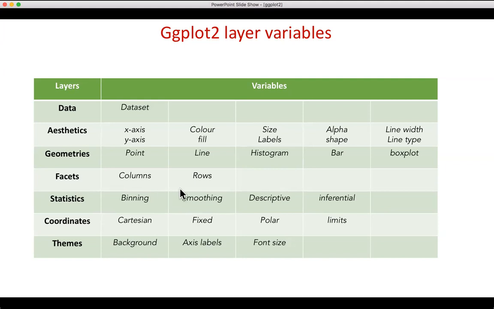Then there are facets. Facets are like you putting your data in rows and columns. We'll look into those ones. Especially the facets part makes more sense once we start looking at a particular kind of data set.